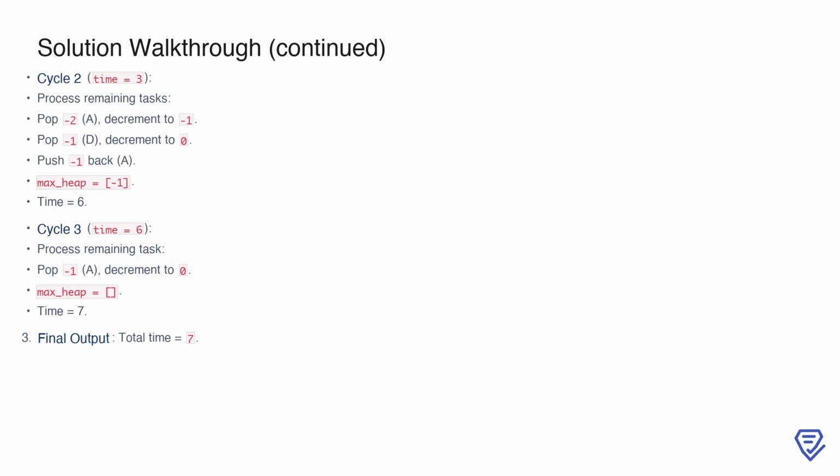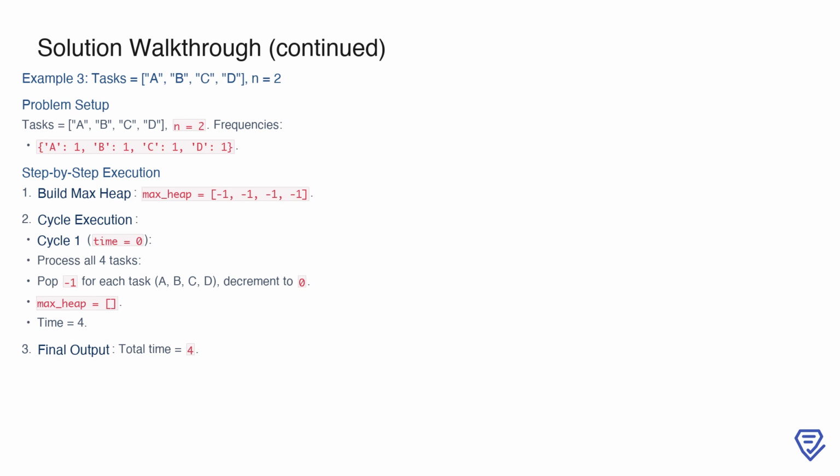We pop -1 for task A, decrementing it to 0. With no more tasks left to process, the max_heap becomes empty. This cycle adds 1 unit of time. The total time required to complete all tasks is therefore 7.